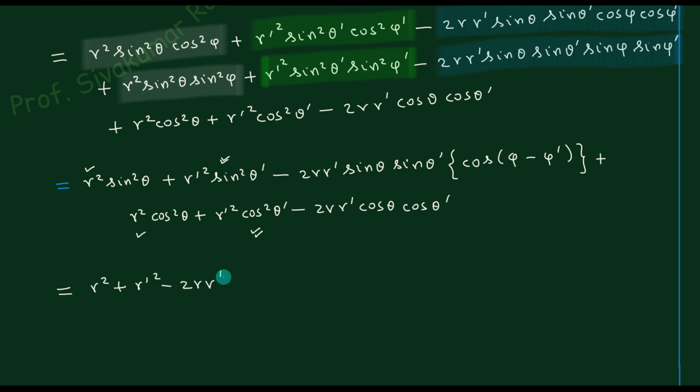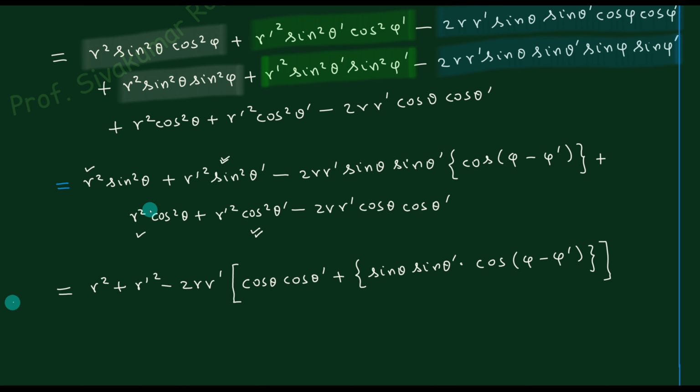Then you get a minus 2r prime, open bracket, then you have a cos theta, then you have a cos theta prime, then plus another term is coming. Let me open a bracket. Then it is sin theta prime into the term cos of phi minus phi prime. That's all over. Close bracket, close bracket. Hope that this is clear, right?